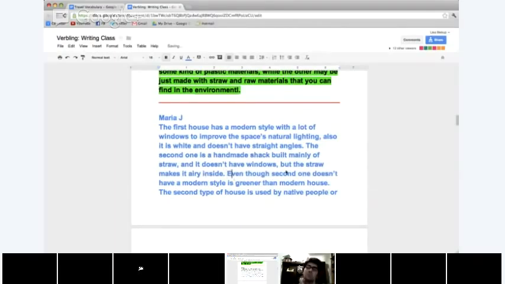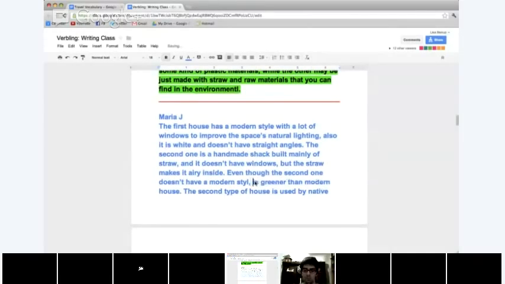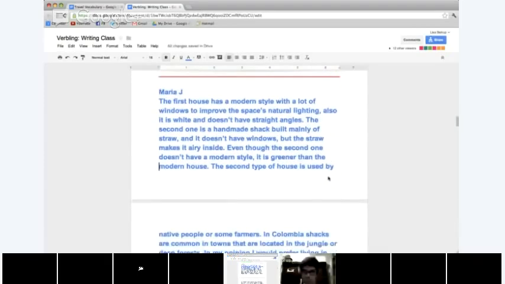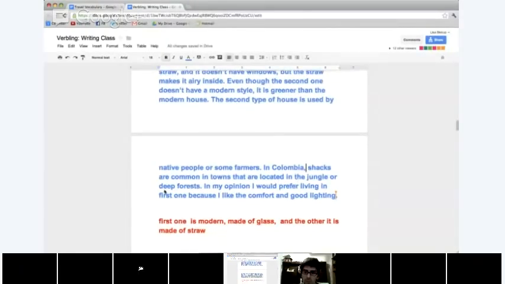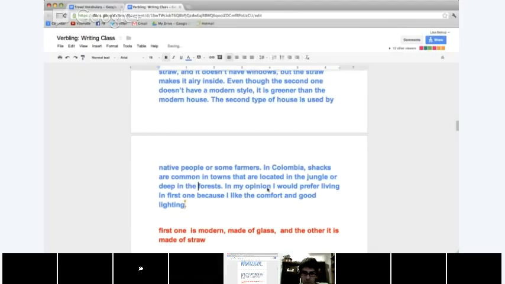Even though the second one doesn't have a modern style, comma, it is greener than the modern house. Yeah, the second type of house is used by native people or some farmers. In Colombia, comma, shacks are common in towns that are located in the jungle or deep in the forest. In my opinion, comma, I would prefer living in the first one because I like the comfort and the good lighting.